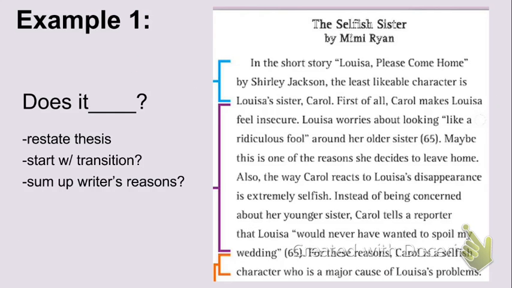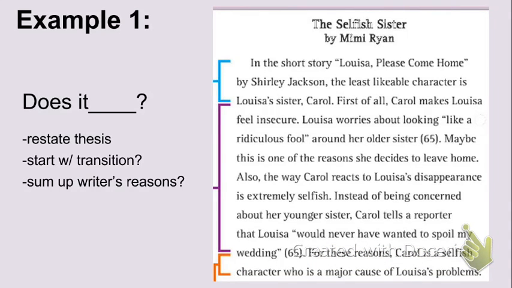Let's look again at the example on page 78 of our text. First, I'm going to read the concluding statement. Then I'm going to ask myself, does it restate the thesis or controlling idea? Does it start with a transition? And does it sum up the writer's reasons? Let's read the conclusion statement for this paragraph. For these reasons, Carol is a selfish character who is a major cause of Louisa's problems.